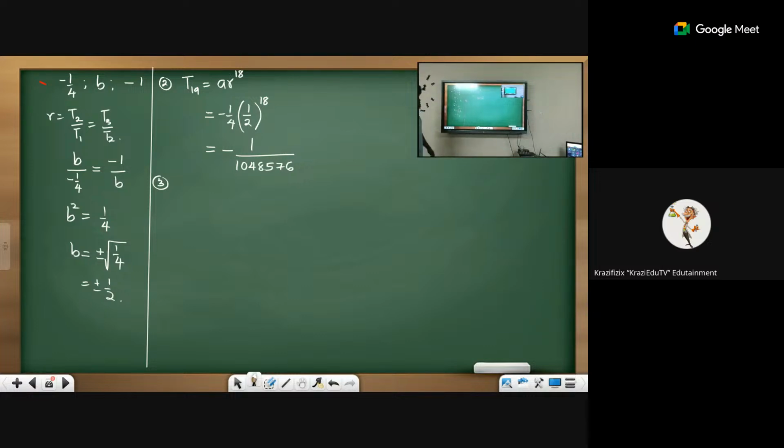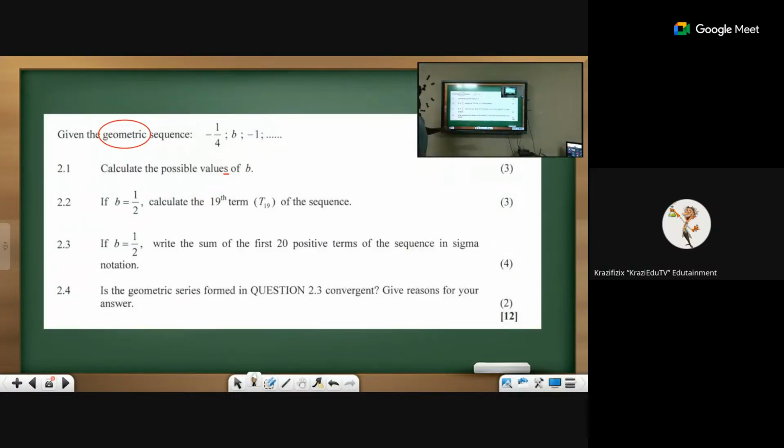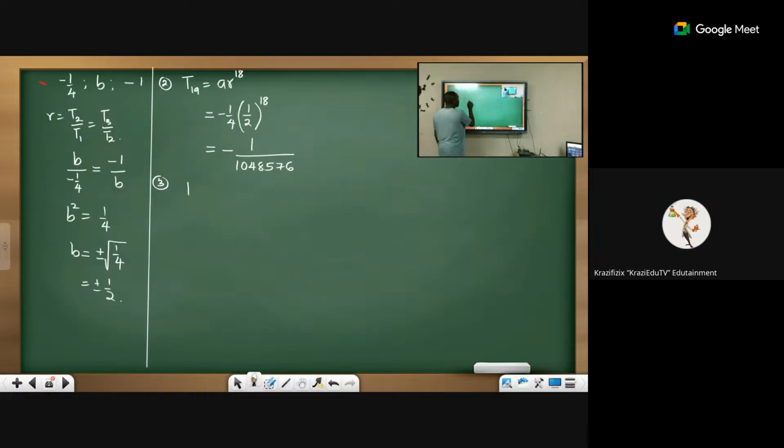Number 3. Let's look at number 3. If B equals half, write the sum of the first 20 positive terms. It means we have to extract our positive terms first. What are the positive terms? T1 is -1/4. What is B? We are told half. What is C? -1. I see a sequence there. What do you think the fourth term would be?